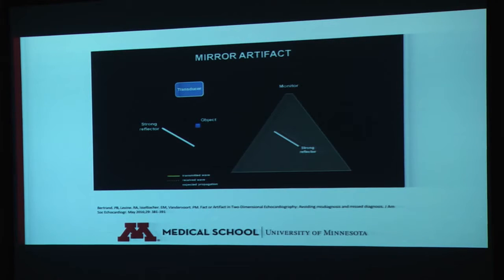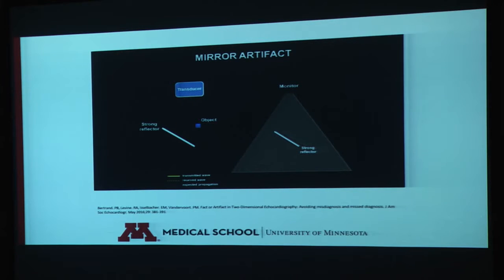Okay. Mirror artifact occurs when you have a strong reflector that is not perpendicular to the main ultrasound beam, and you have an object that is lateral to that strong reflector and shallow to the reflector. So what you have in this case is a beam that goes down to the strong reflector, is reflected back to the object. That is then reflected back to the strong reflector and back to the transducer.